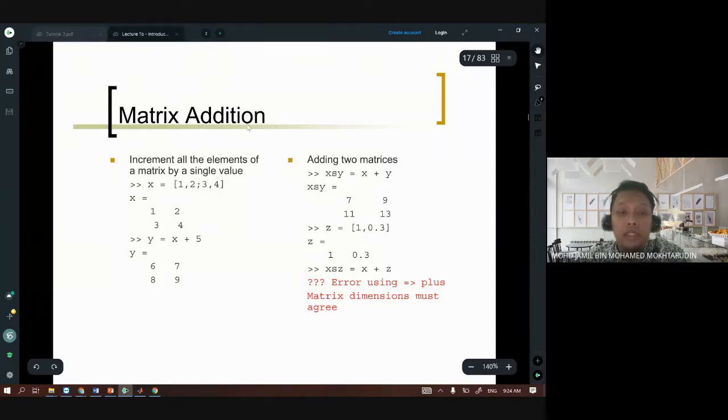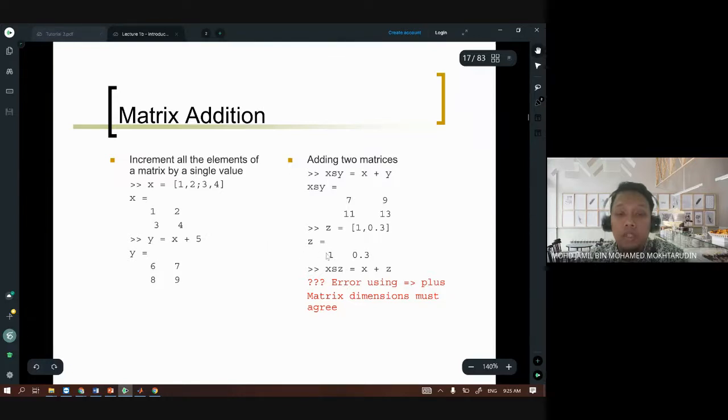So for matrix addition, you must make sure that the matrices have the same size. So for example, X and Y, you must have a 2 by 2 matrix and a 2 by 2 matrix to allow for addition. So let's say if Z is a 1 by 2 matrix, you cannot add it with X sebab size dia berbeza.